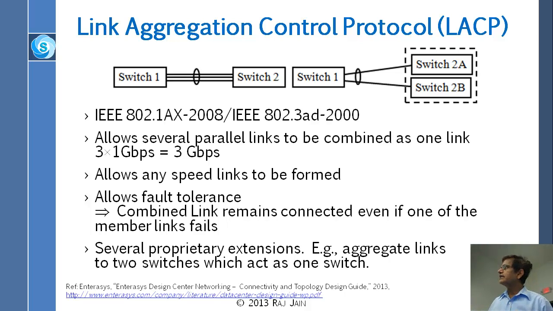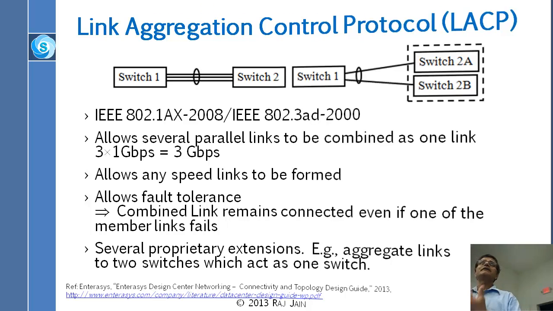Now there are several extensions to this. For example, some companies allow you to aggregate the links to 2 switches. For example, you could have a link, this one and that one, and these 2 switches will somehow combine to look like one switch, and then you have a 2 gigabit link. Alright, how the switches combine, that we'll talk about when we do virtualization. But basically you could have the links going to virtual switches and they are aggregated.